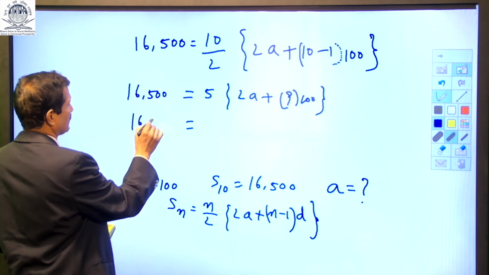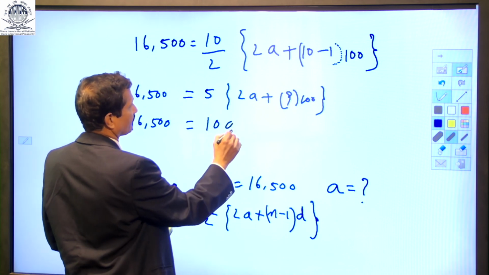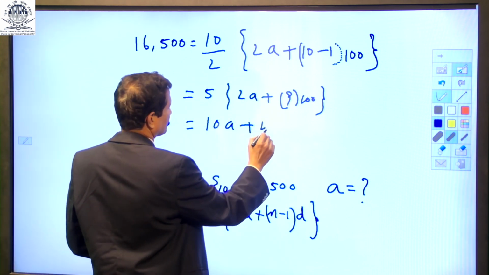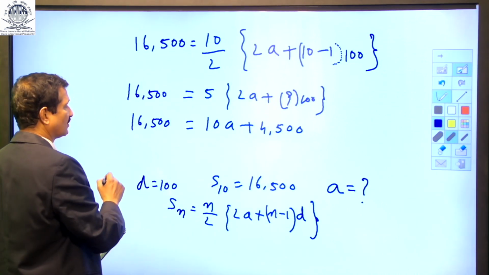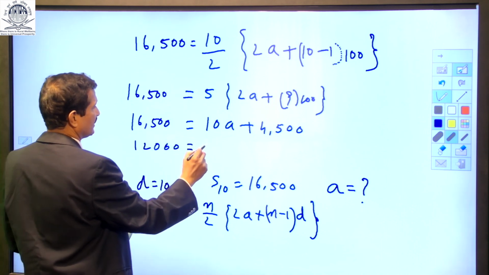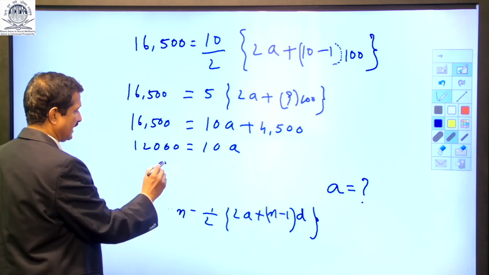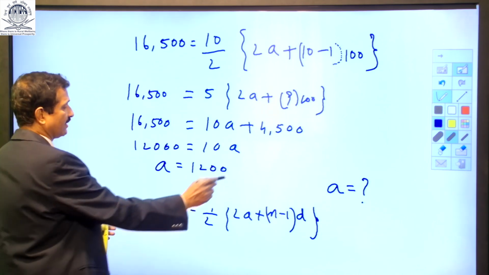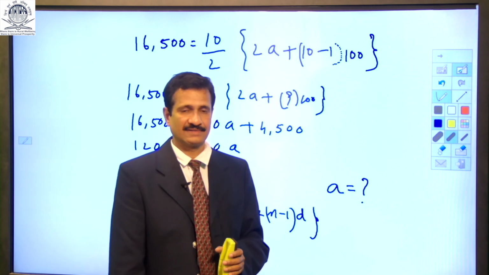So this is 16,500. Let me multiply this. This is 10A plus 9 into 100, which is 900, into 5, which is 4,500. Transposing 4,500 onto this side gives me 12,000 is equal to 10A. So A is equal to 12,000 divided by 10, that gives me 1200. So the initial amount is 1200 rupees.